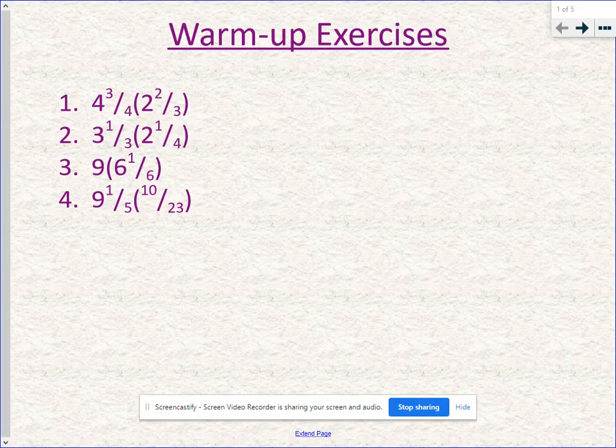answers. The first thing I need to do is convert all of my mixed numbers into improper fractions. So we take 4 3/4. We get 16 plus 3 to give us 19/4. This is number 1. And 2 2/3 to be 8/3.